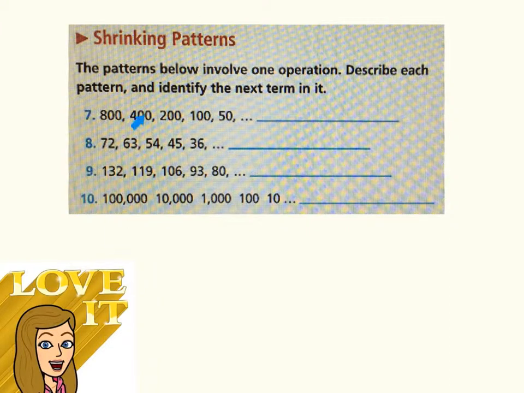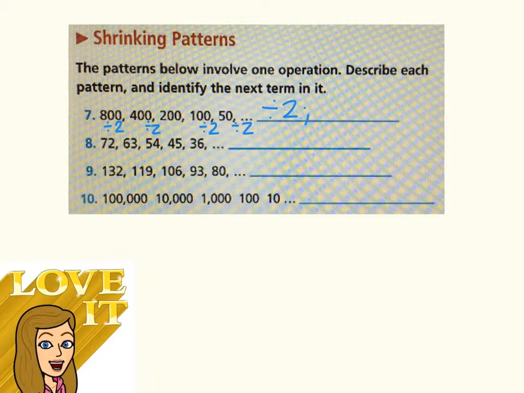So let's think about, how does 400 become 800? Well, I'd have to take 400 times 2. And because they're partners, that means 800 divided by 2 would give me 400. Well, does that work? 400 divided by 2 is 200. Yes. Okay, so I found it. So it's dividing by 2, and it works for the rest of the pattern because 100 divided by 2 is 50.